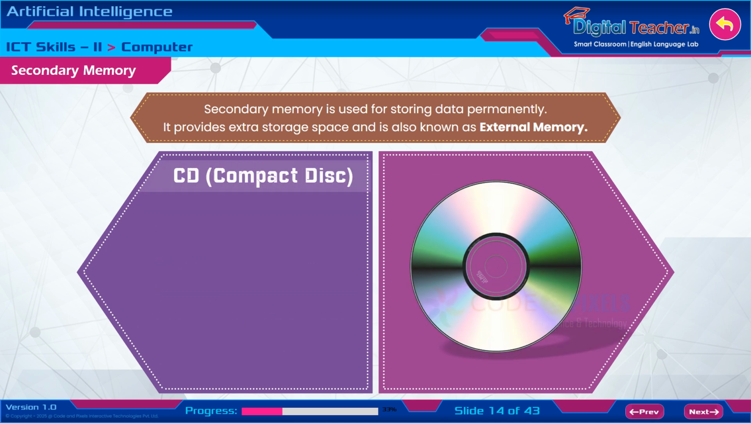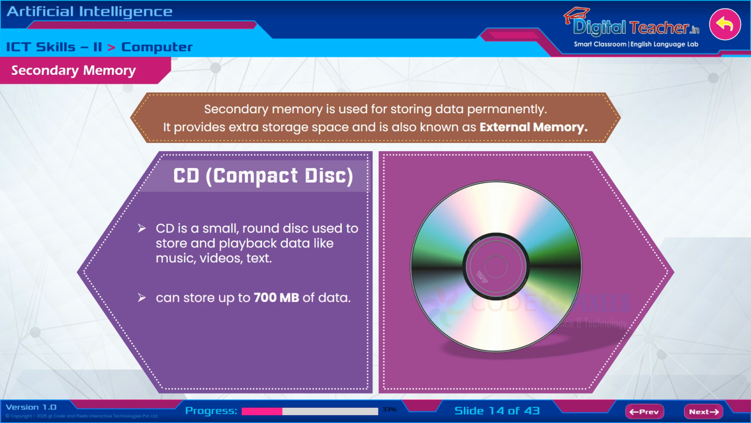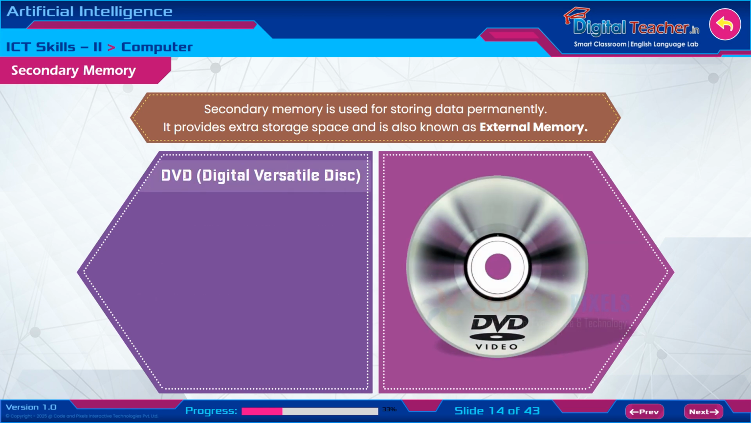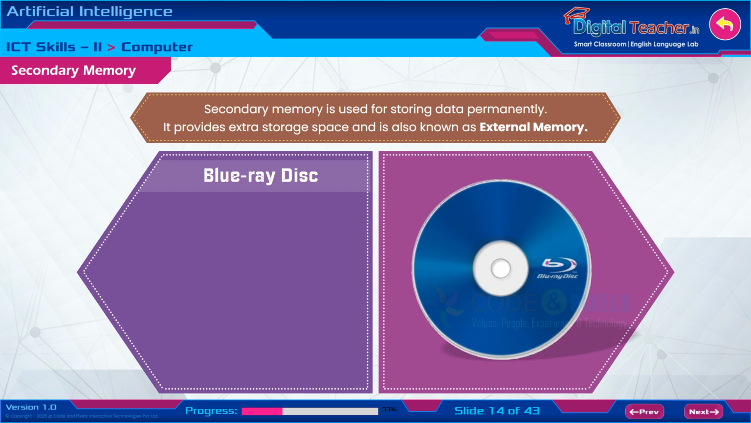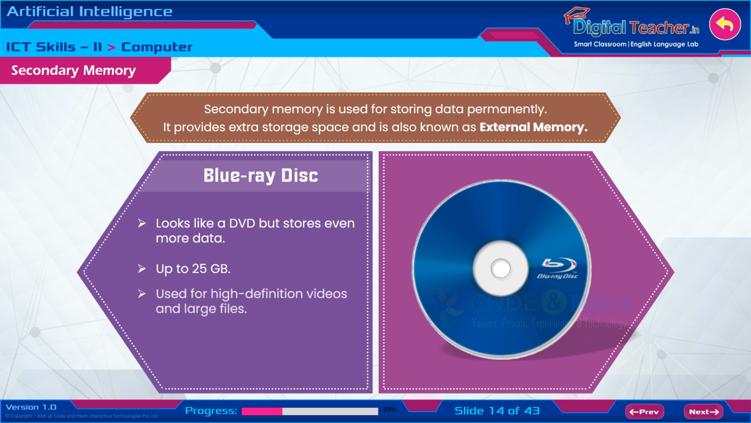CD, compact disc. A CD is a small, round disk used to store and playback data like music, videos, text, and can store up to 700 megabytes of data. DVD, digital versatile disc. Similar to a CD but stores more. Can hold up to 10 gigabytes. Used for movies and big files. Blu-ray disc. Looks like a DVD but stores even more data. Up to 25 gigabytes. Used for high-definition videos and large files.